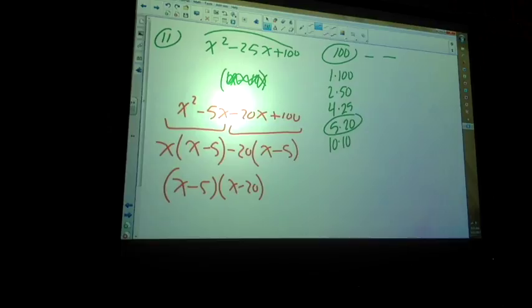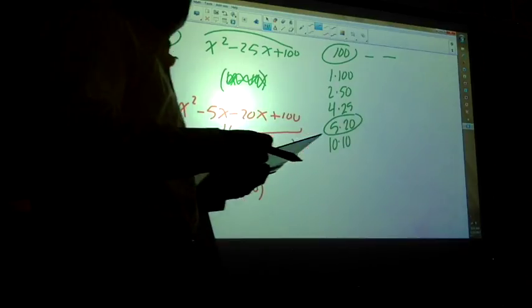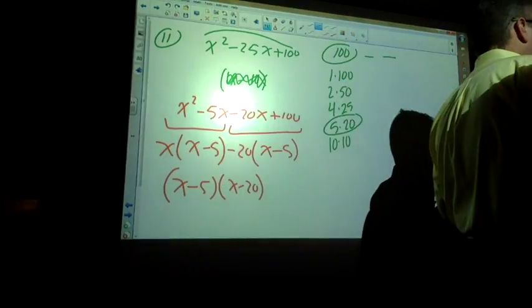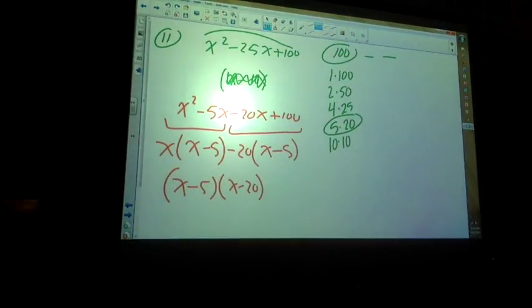So I thought it was going to be a perfect square, but obviously it didn't work. Wait, can you take out a 5 from the 20 and then the 5 from the x minus 5? It's already grouped. There's nothing more to factor out. Anything else on that first page?